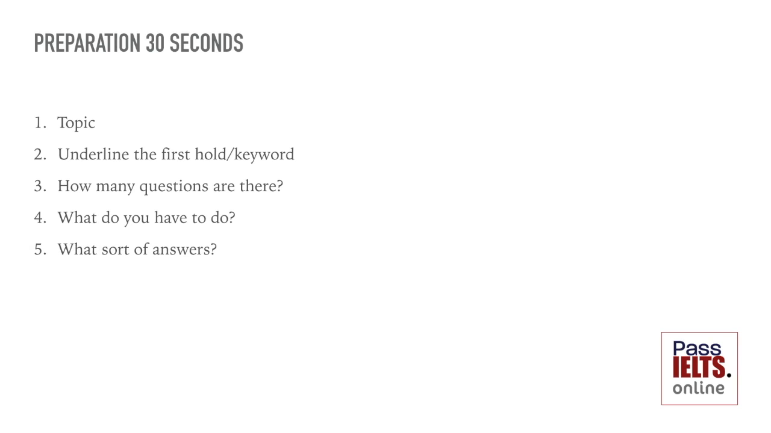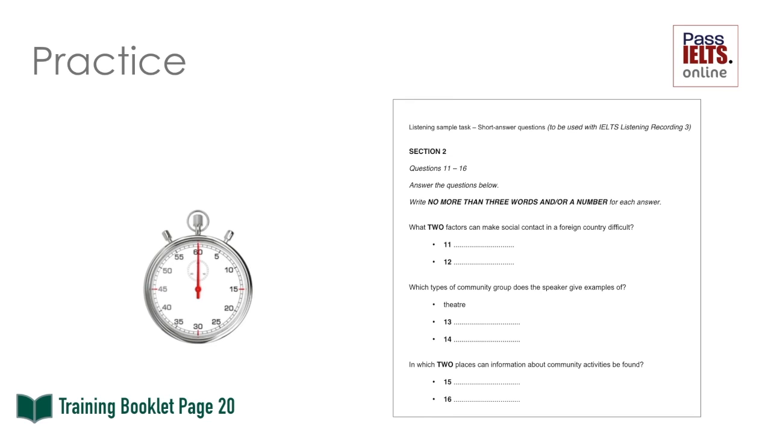And lastly, try to predict the answers or the kind of words you need in the answers, as then you'll know what to listen for. This is particularly useful in short answer questions. Now you're going to practice. You need to go to lesson 7, practice 1 in your training booklets. You now have 30 seconds to look at questions 11 to 15 in your training booklet. Don't forget to follow the 5 preparation steps. I'll tell you when the time is up. You can start now.